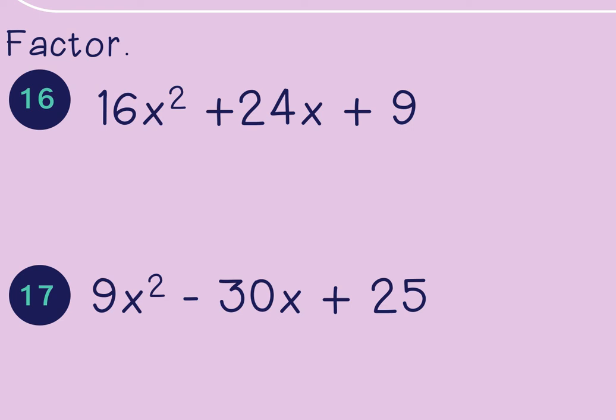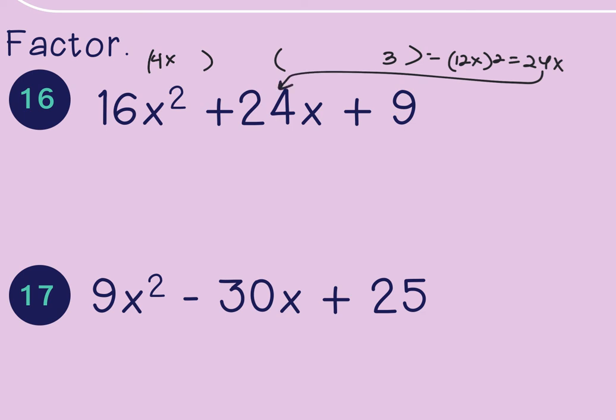Square root of 16, 4x. Square root of 9, is 3. And then double that product. So that would be 12x. Multiply by 2, and I get 24x. Does that match your middle term? Yep. So that's the test. It worked. So now I factor it. Square root first term, square root last term, take the sign from the middle, put it in the parentheses, and square it.